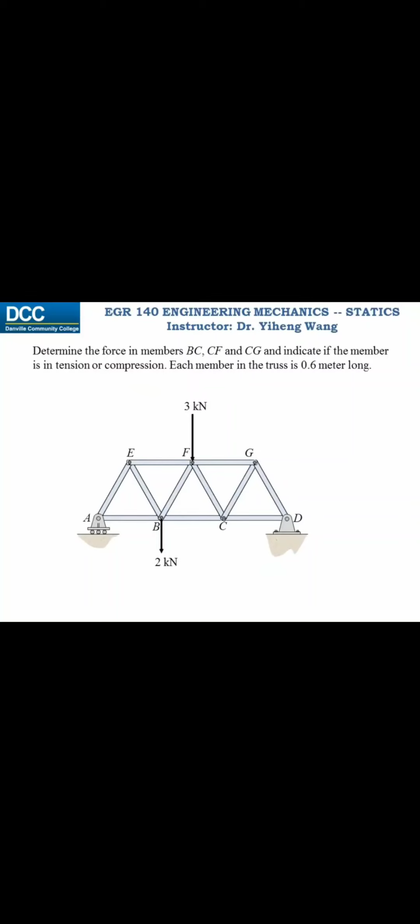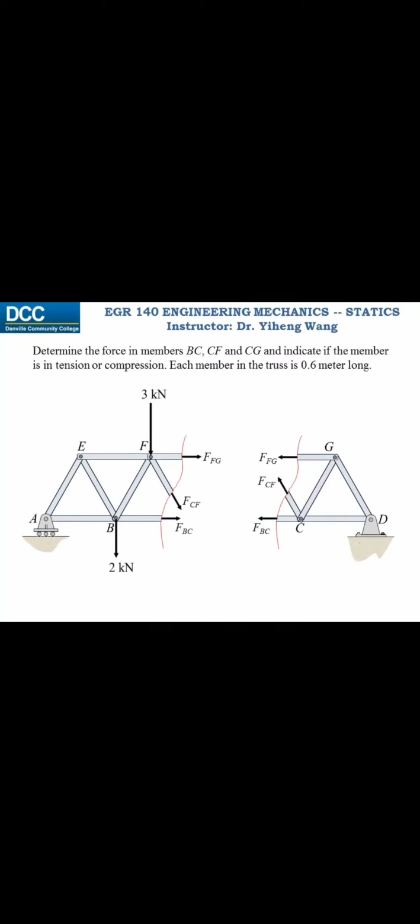For this structure, we are not asked to solve for all members, just BC, CF, and CG. Therefore, instead of using the method of joints, we use the method of sections because this way there are fewer steps involved. Here's the plan. Since we need to solve for the forces in members BC, CF, and CG, we can run an imaginary cut through these 3 members. And now the internal forces in these 3 members are exposed.